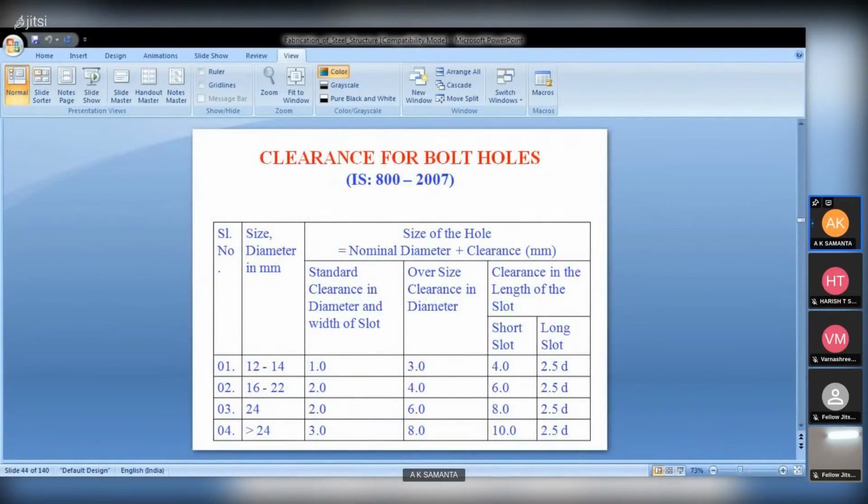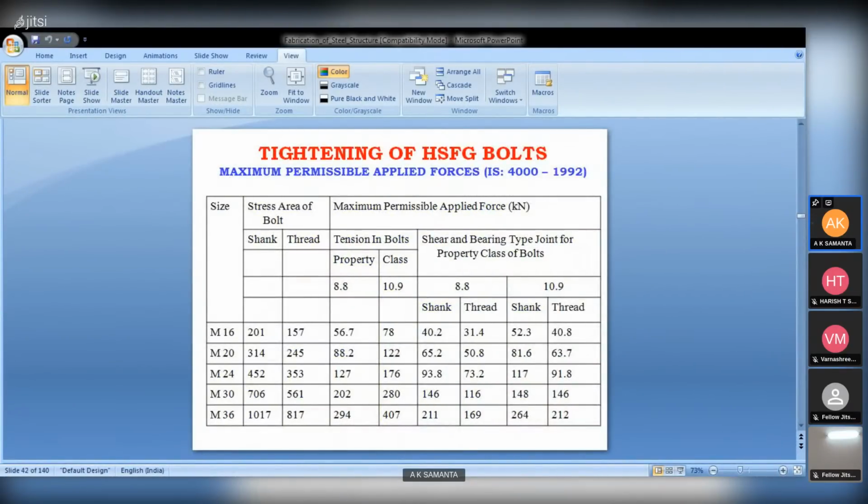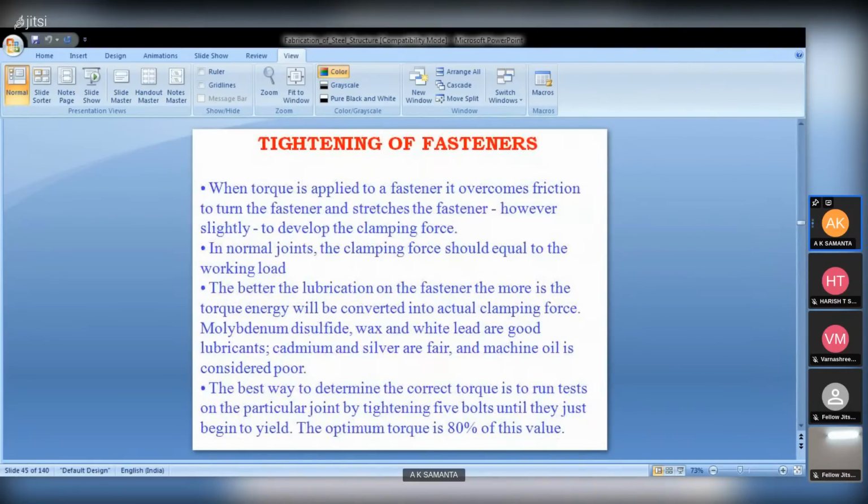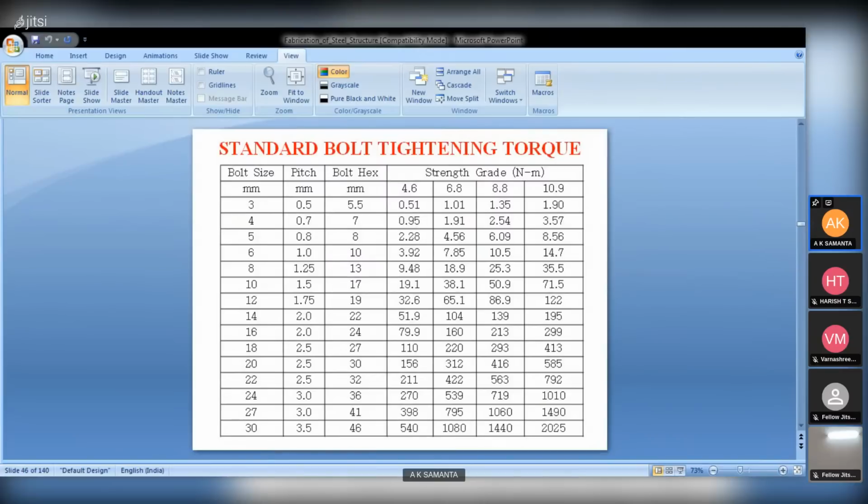Now IS 800 is given for what size of bolt, what should be the tolerance in the hole. Now I am going to how to tighten the bolt at the site. Yeah, kindly check this one. The tightening torque, depending upon the bolt size, how much will be the tightening, that grade is given 4.6, 6.8, 8.8 and 10.9, and what the torque will be there, it has been mentioned in Newton meter.